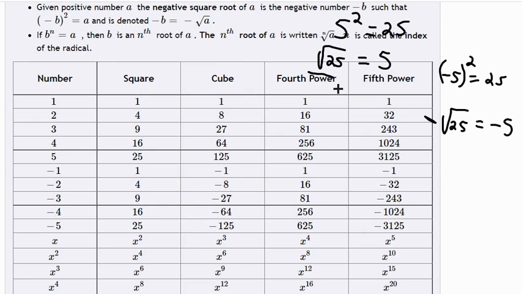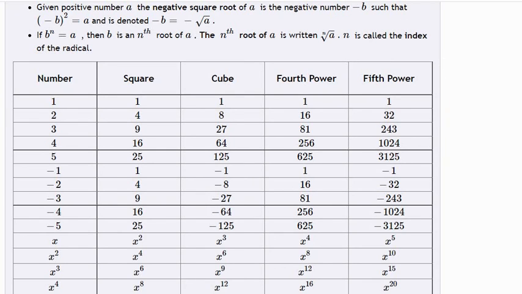So when you see that radical symbol with something under it, they're specifically talking about the positive one. But there is also a negative square root of 25, and you have to take that into consideration in a lot of applications.